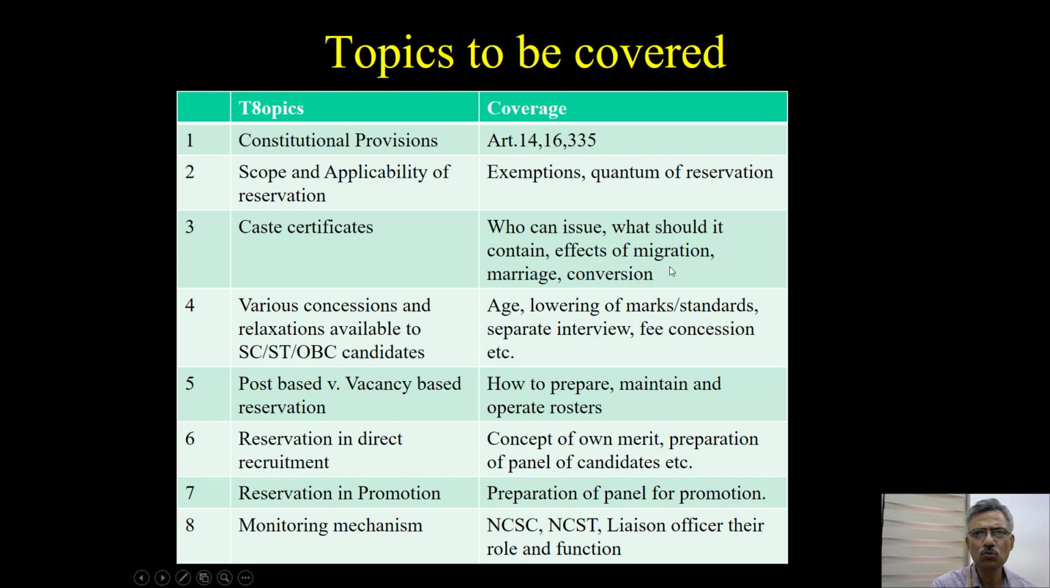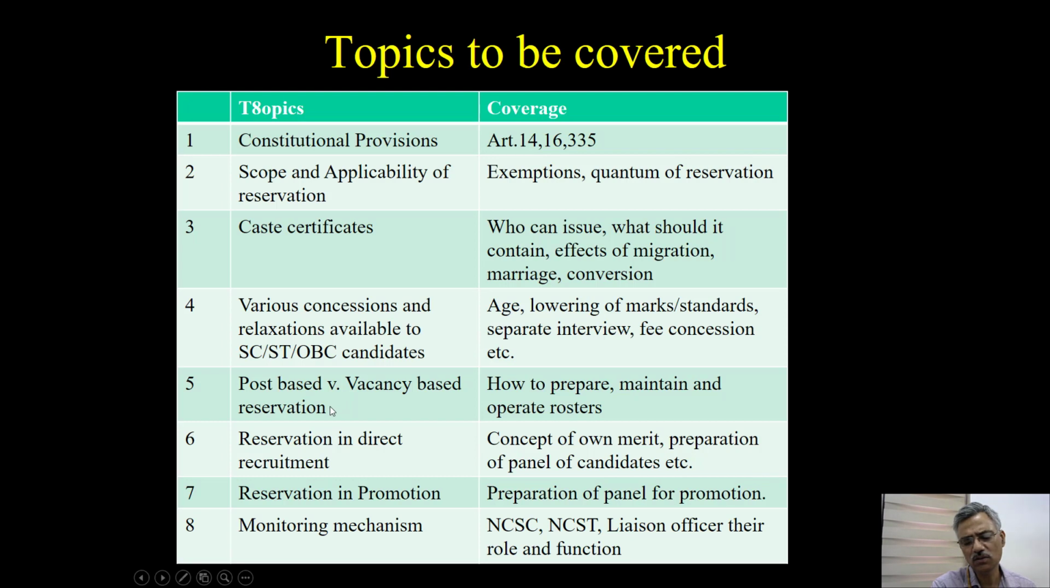When a scheduled caste, scheduled tribe for one state migrates to another state, whether he is entitled to benefit of reservation in the state government jobs to the state he has migrated. What happens when a scheduled caste boy marries a non-scheduled caste girl, or a scheduled caste girl marries a non-scheduled caste boy? We will also see the effect of conversion on the status of caste. Another very important topic we will try to deal in this series will be various concessions and relaxations available to scheduled caste, scheduled tribe, OBC candidates for government jobs.